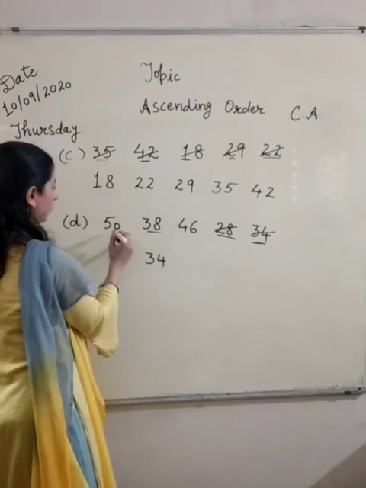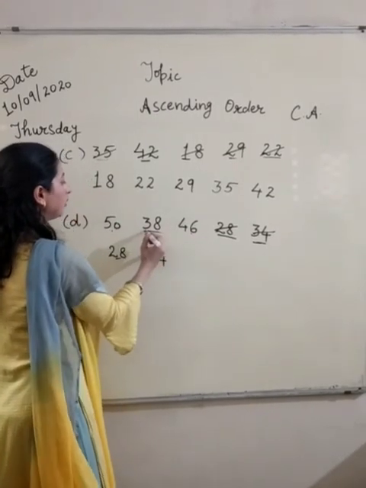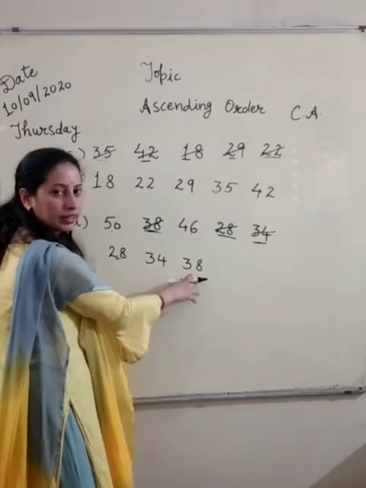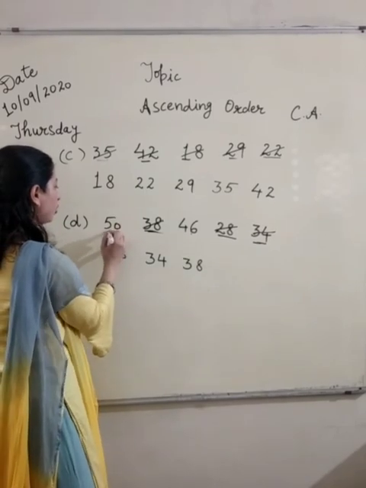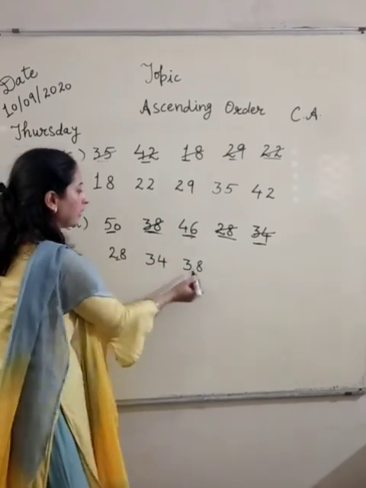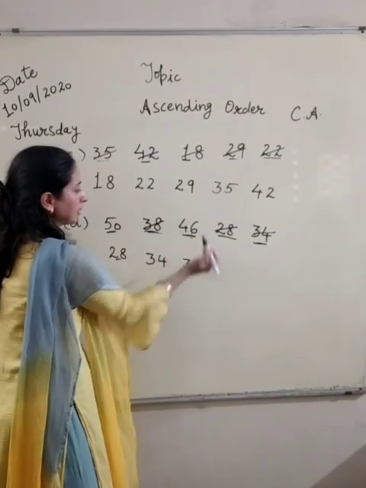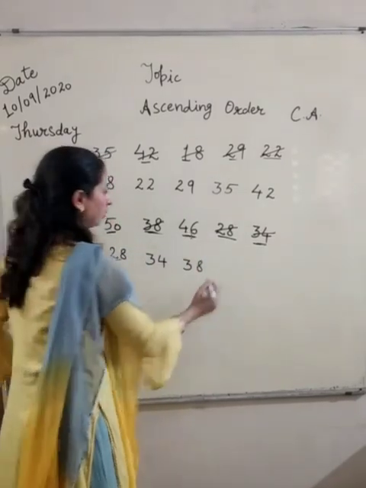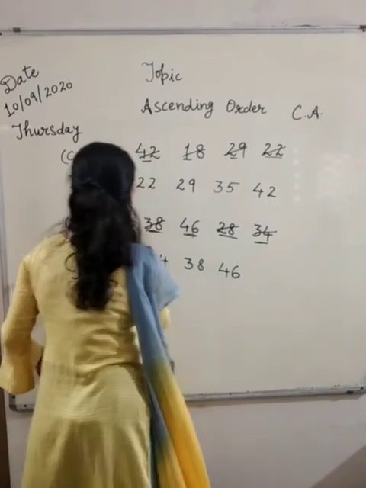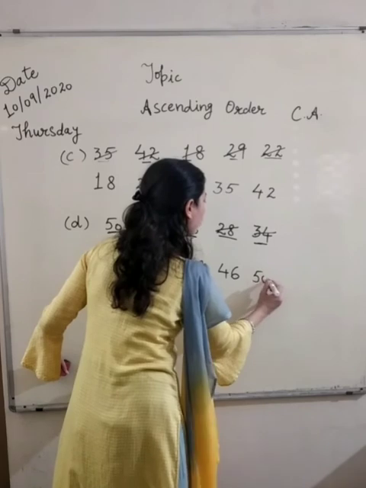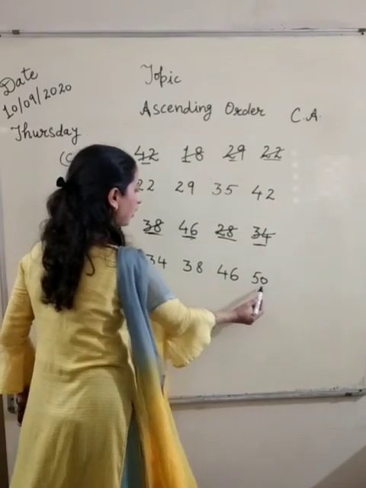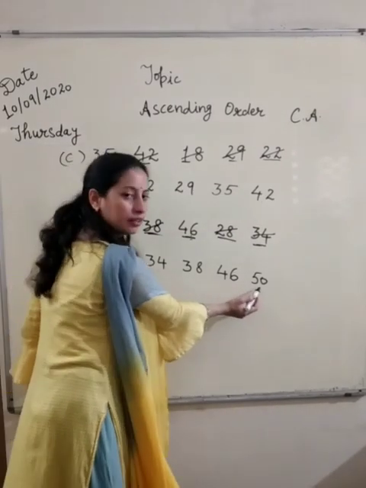Which number will be the greater? 50, 38, 46. Your number 30s की line में आएगा. Just cut it down and write down here. Now which number will come after 38? 38 के बाद let us check the numbers. This is 50 and this is 46. So which number will be greater? कौन सा number 38 से greater होगा? The number जो 40s की line में होगा. Is that clear? So after 38 we will write down 46, and after 46 the greatest number is 50. So the numbers are 28, 34, 38, 46 and 50. 28 is the smallest number and 50 is the greatest number.